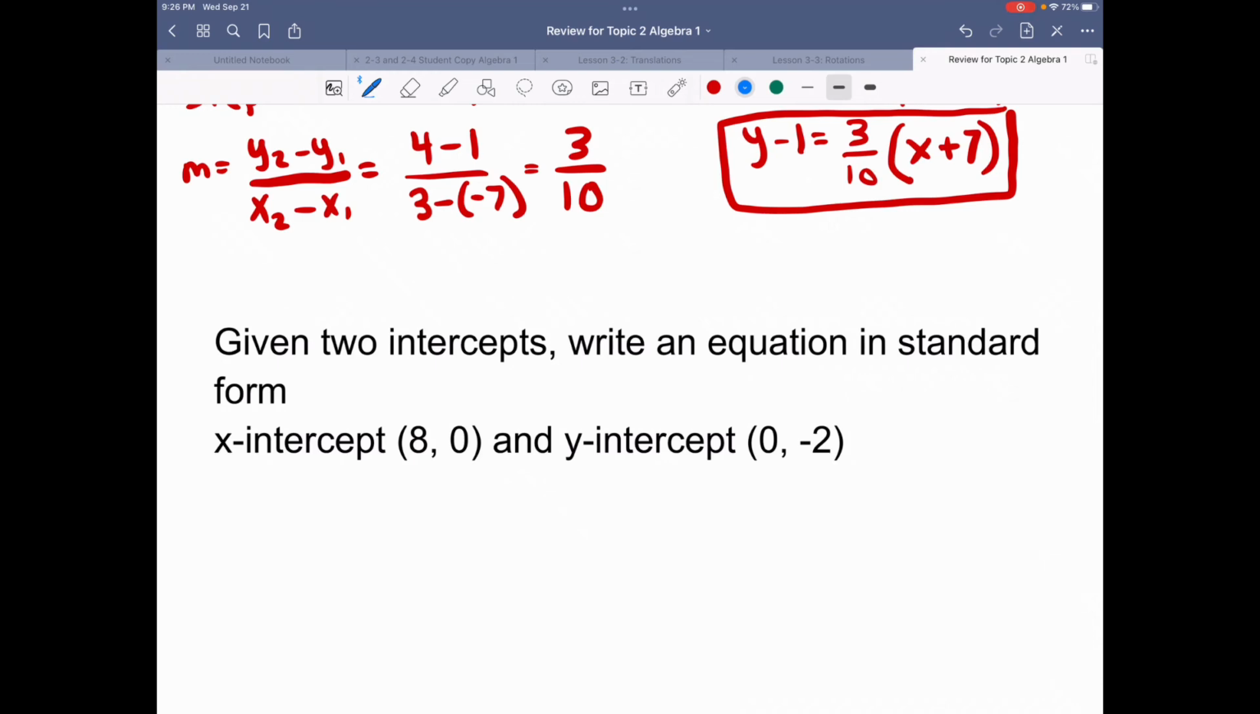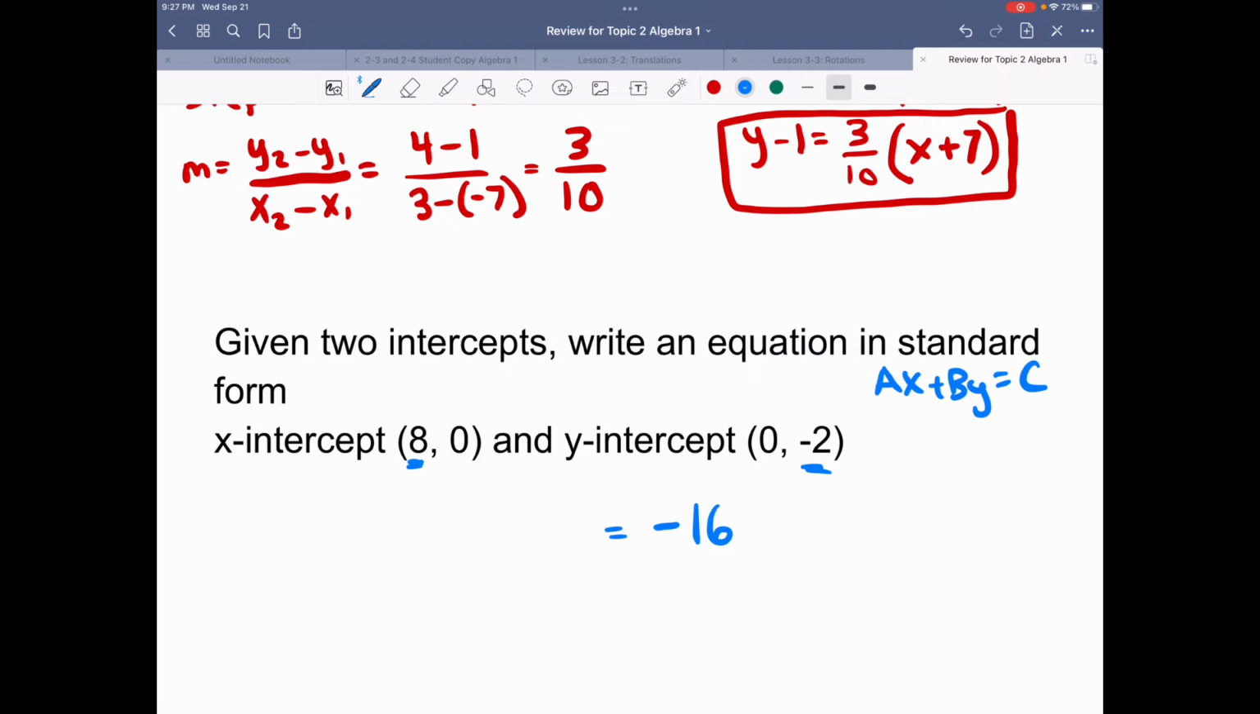This one is a little tricky. Given 2 intercepts, write an equation in standard form. So standard form is ax plus by equals c. Well, we're given that the x-intercept is 8 and the y-intercept is negative 2. So to figure this out, we want something that is a multiple of 8 and negative 2. So I'm just going to multiply those. 8 times negative 2 is negative 16. So I could use negative 16, I could use positive 16, it doesn't matter.